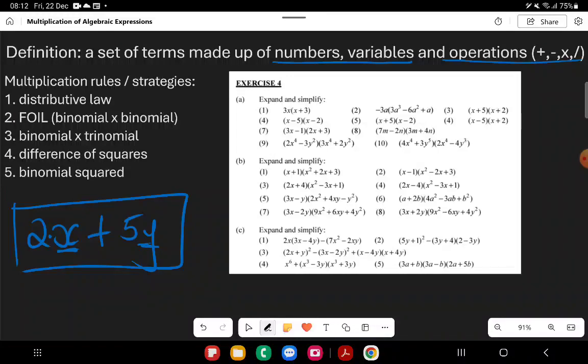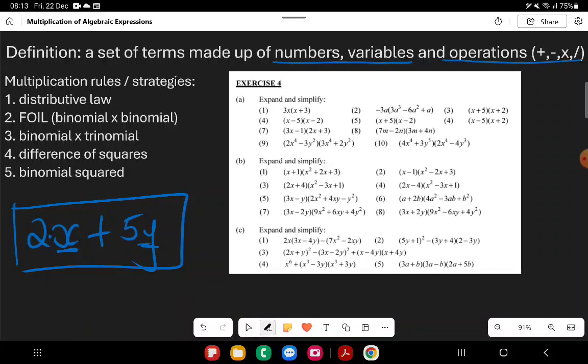Okay, different rules for multiplication. We are going to learn about the distributive law. We are going to review, because we've done this before, the distributive law and FOIL. Those two are old news. Then we are going to do binomial times trinomial. We are going to do the difference of squares, which we've done before. And we are going to do binomial squared, which is also done before.